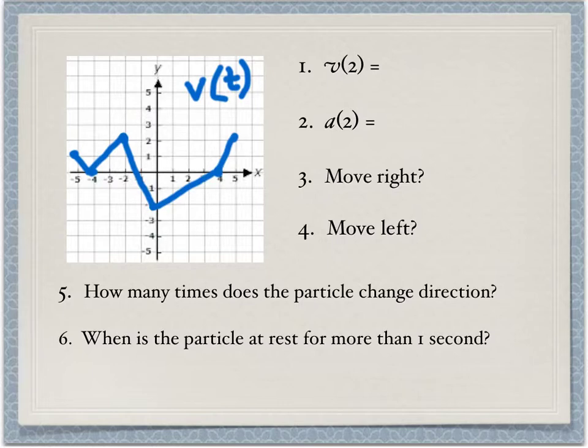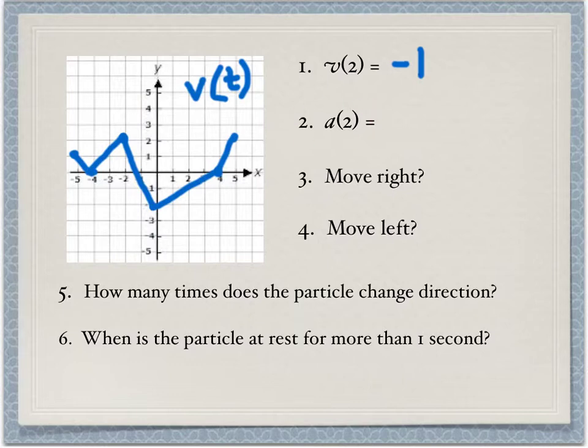The v of 2, well, this is the actual velocity here. So if I look at right here at 2, what is that particular y value? And sure enough, it is going to be negative 1. That's saying your velocity at 2 seconds is negative 1. Now, what about the acceleration at 2? That's what this letter here means, the acceleration.